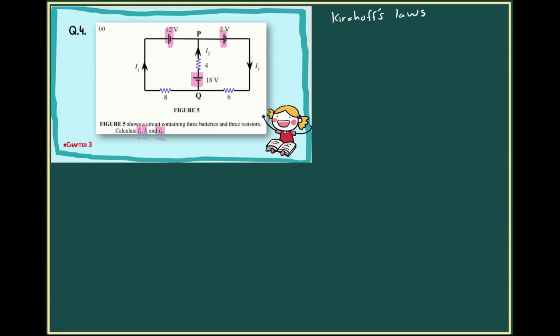From the figure, we can see this is your I1, this is your I2, and this is I3. To solve this question, we are applying Kirchhoff's laws. That's the only way we have. Let us recall: to solve with Kirchhoff's laws, we have to have 3 directions and also 3 equations. Only after that can you solve your circuit to get the currents I1, I2, and I3.